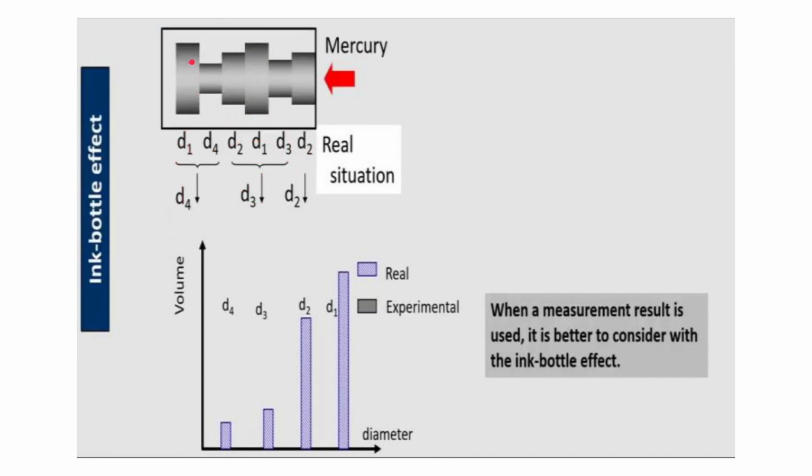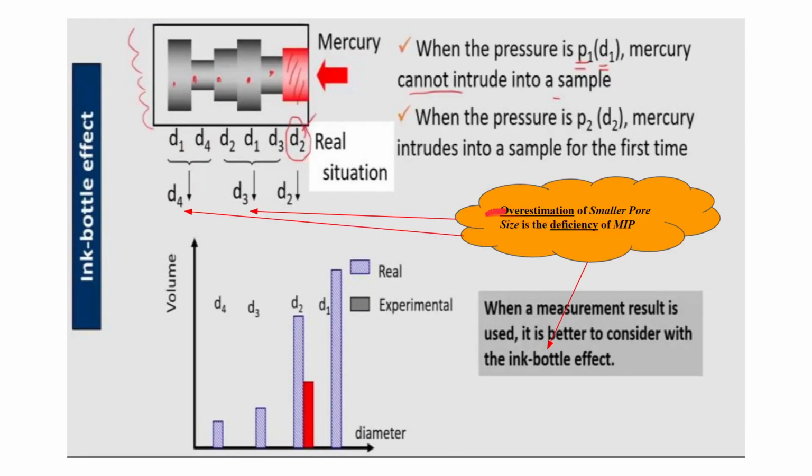Similar is the case here. The size is small, so pressure is high. Here the size is high, so less pressure is required. But because pressure is high, everything gets intruded. So we wanted D4, but we got D1 plus D4. This results in an overestimation. So overestimation of small pore size is the deficiency of MIP.